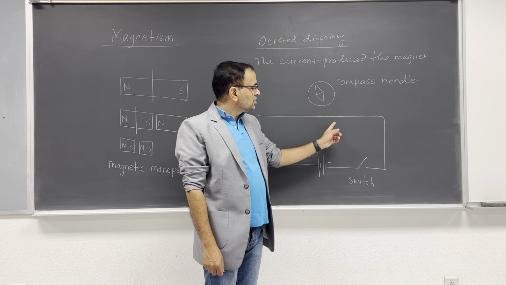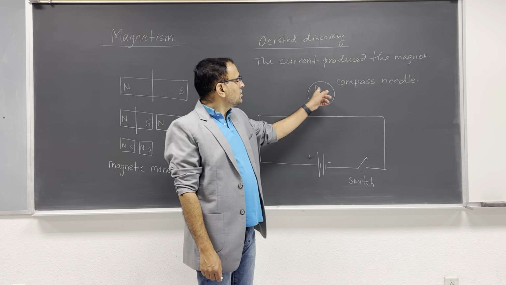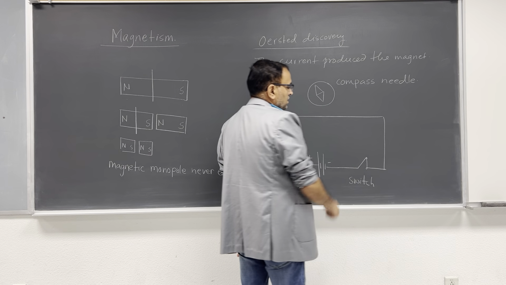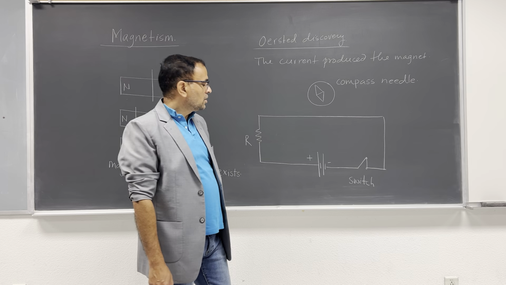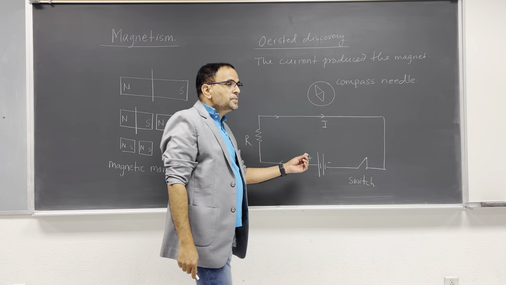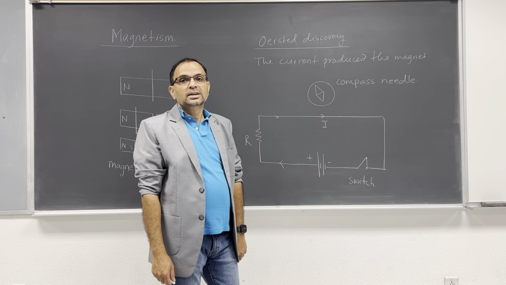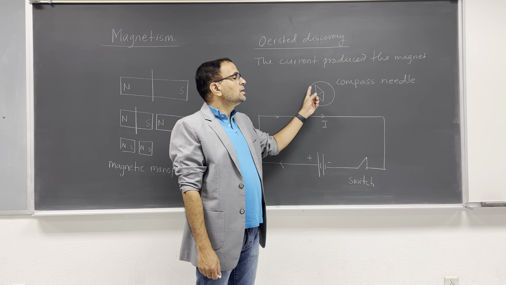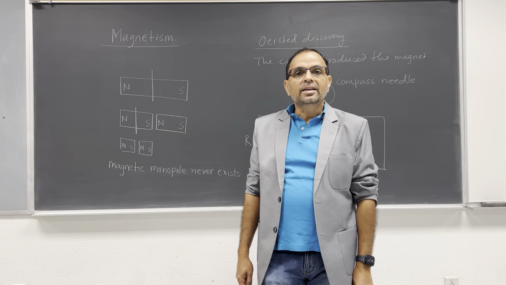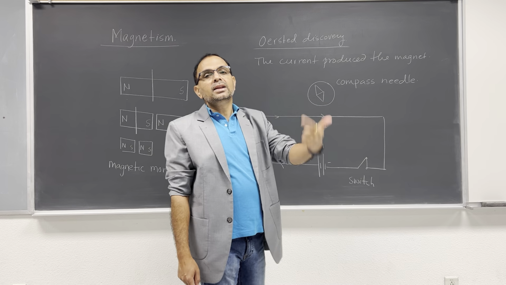There is no current in the circuit because the switch is off. The circuit is an open circuit, and this compass needle points north and south. But if you close this switch, now the circuit is a closed circuit. Current passes through the circuit. So there is a current I. Then in this case, the compass needle does not point north and south. It deflects. Why? Because the current in the circuit produced a magnetic field there.